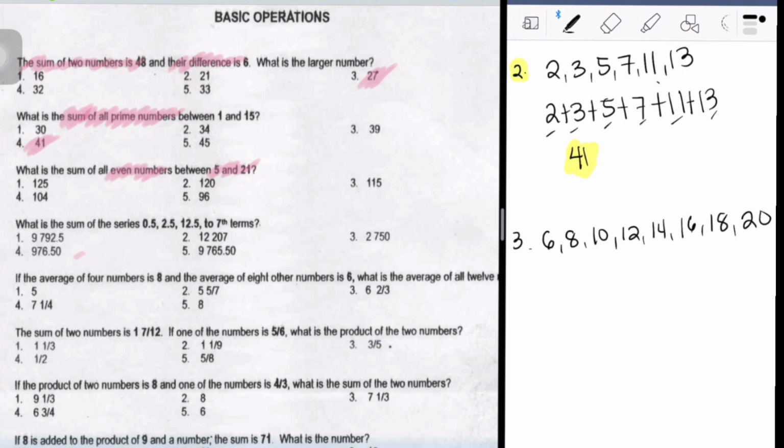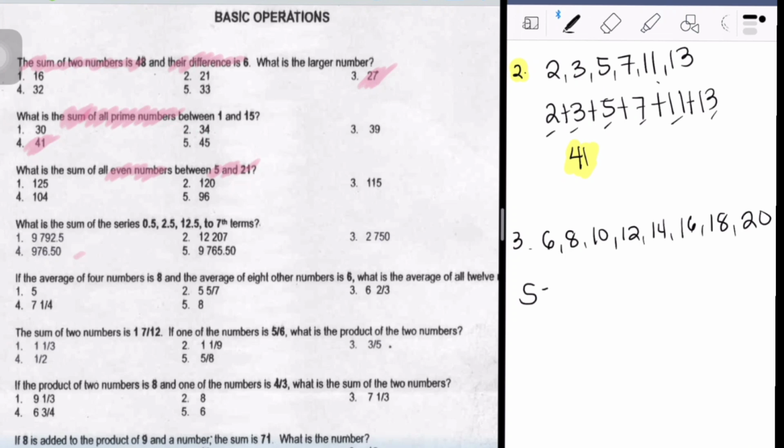Okay, so that's the list of all even numbers between 5 and 21. So may isang way kung paano nyo makuha yung kanilang sum. I hope you remember this when you were in high school, no? So the formula in solving for the sum is using the arithmetic series, no? Ang formula nun, actually there are two formulas there, but we're going to use the first one na lang.